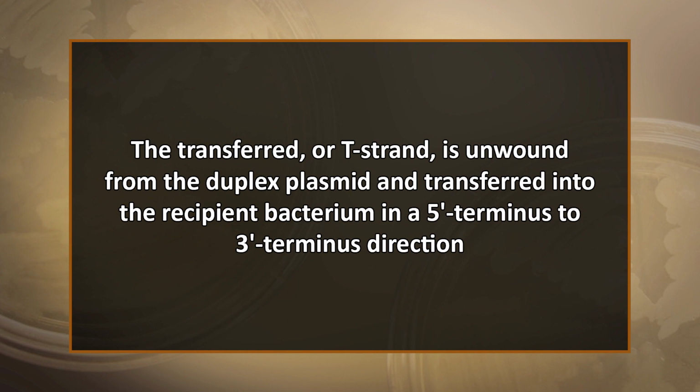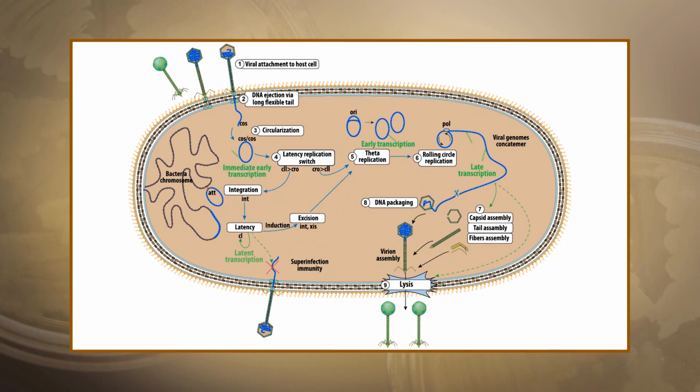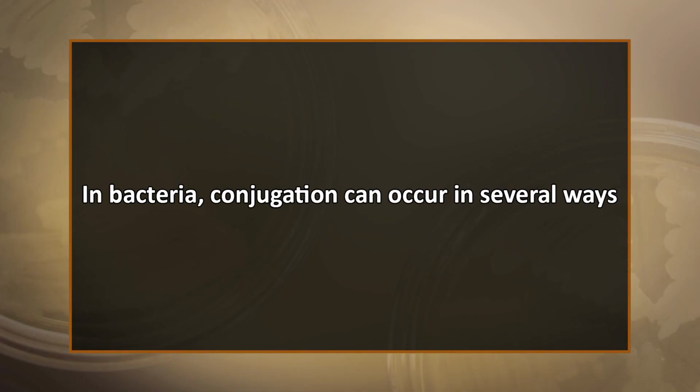The remaining strand is replicated either independent of conjugative action, that is vegetative replication, beginning at the ORIV, or in concert with conjugation, that is conjugative replication, similar to the rolling circle replication of lambda phage. Conjugative replication may necessitate a second nick before successful transfer can occur. In bacteria, conjugation can occur in several ways. Some important examples are as follows.